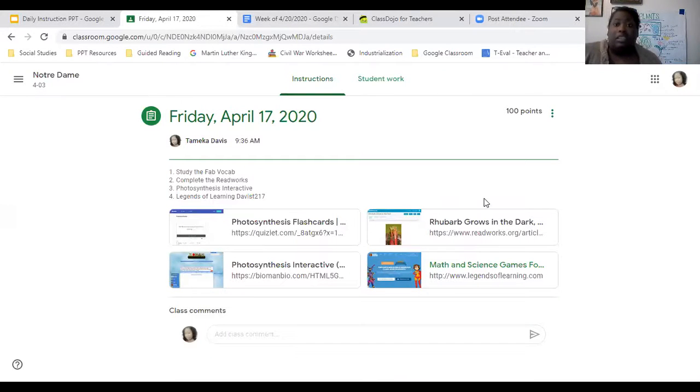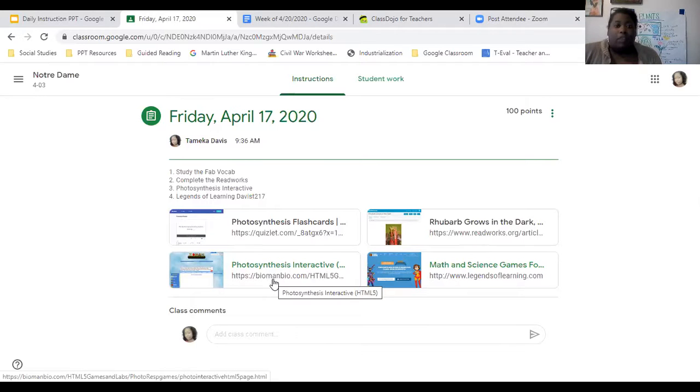If you have any other questions, please reach out to me. So again, work on your Fab Vocab. I want you to become really familiar with that. Go over the vocabulary at least twice, and then play the match game twice. After you work on your Fab Vocab, I want you to complete your ReadWorks if you have not already completed it. Then after you finish that, I want you to do the photosynthesis interactive, where you have to shoot all the monsters, and then make your way to the plant and cause photosynthesis to take place.